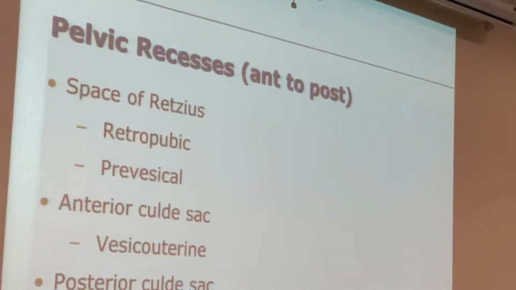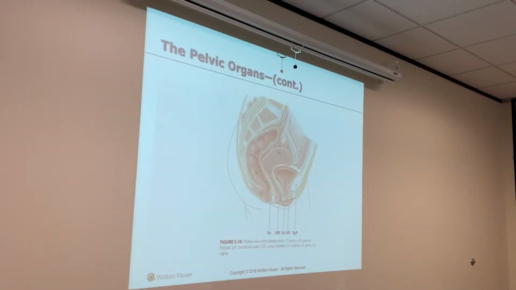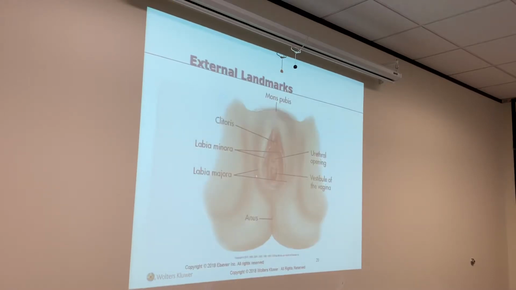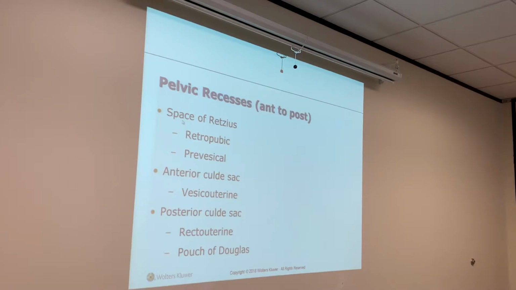The pelvic recesses. We're going to go anterior, because this is anterior, to posterior. Here's my sacrum and coccyx, and here's my rectum. Okay? Right underneath my symphysis pubis, I have the space of Retzius. It's also called retropubic or pre-vesical. Okay? Pre-vesical.